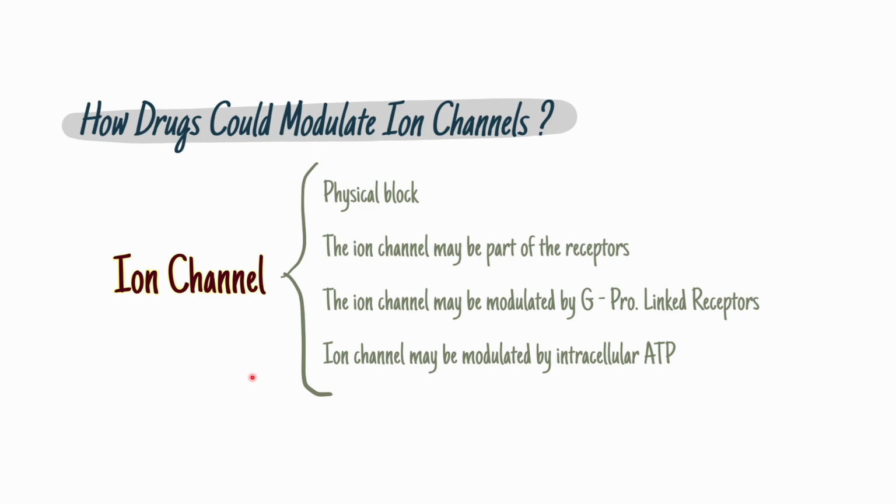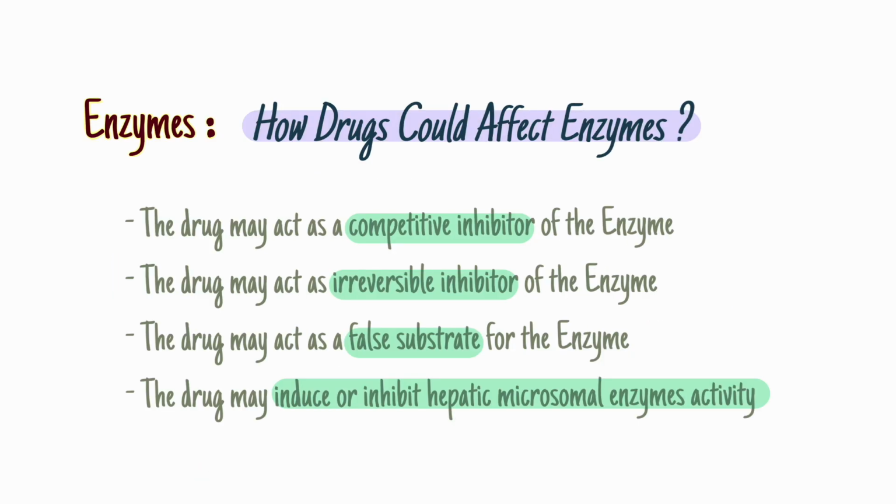The second one will be the enzymes: how the drug can affect enzymes. We have four types. First, you already know that enzymes are proteins that help to catalyze a reaction. Any chemical reactions, biochemical reactions, they need enzymes. Without enzymes, a chemical reaction that would take, let's say, a minute, would take hours, days, or even years.